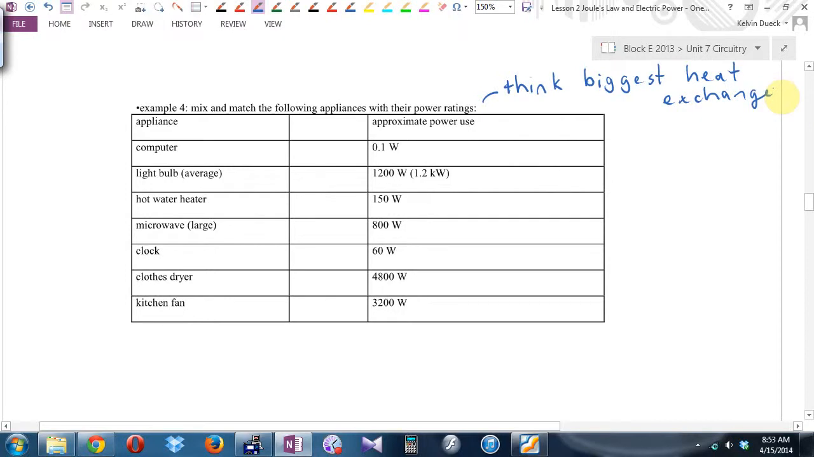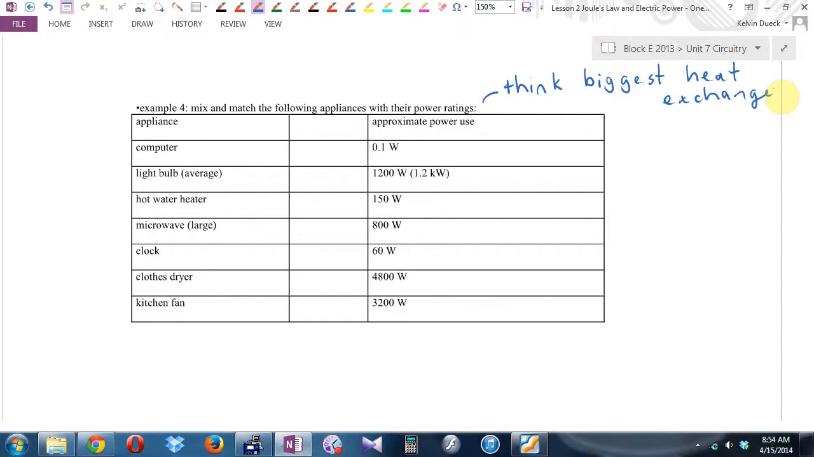So on the left, I've got a number of electrical appliances. On the right, I have a number of wattages. They're not in the correct order. Look at the appliances. Which one of these do you think generates the most heat, has the highest wattage? And I'll give you a hint. It's one of 2 appliances that have a special plug.